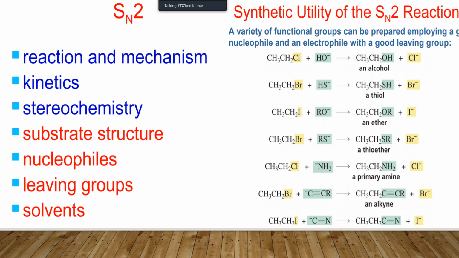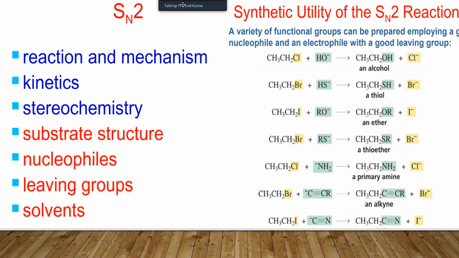A variety of functional groups can be prepared by employing a nucleophile and an electrophile with a good leaving group. First of all, for this type of reaction, you should have a nucleophile. Then there should be an electrophile on which the nucleophile can attack, along with a good leaving group. Only when there is a good leaving group can an electrophile be generated to which the nucleophile can attack.